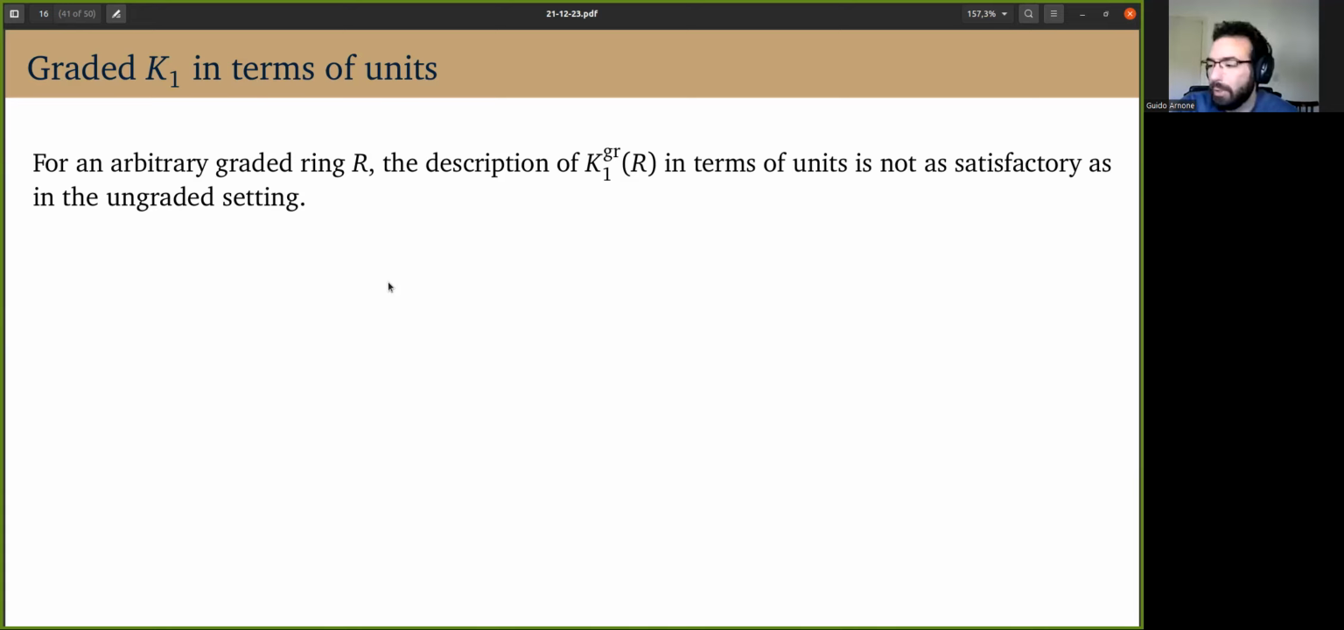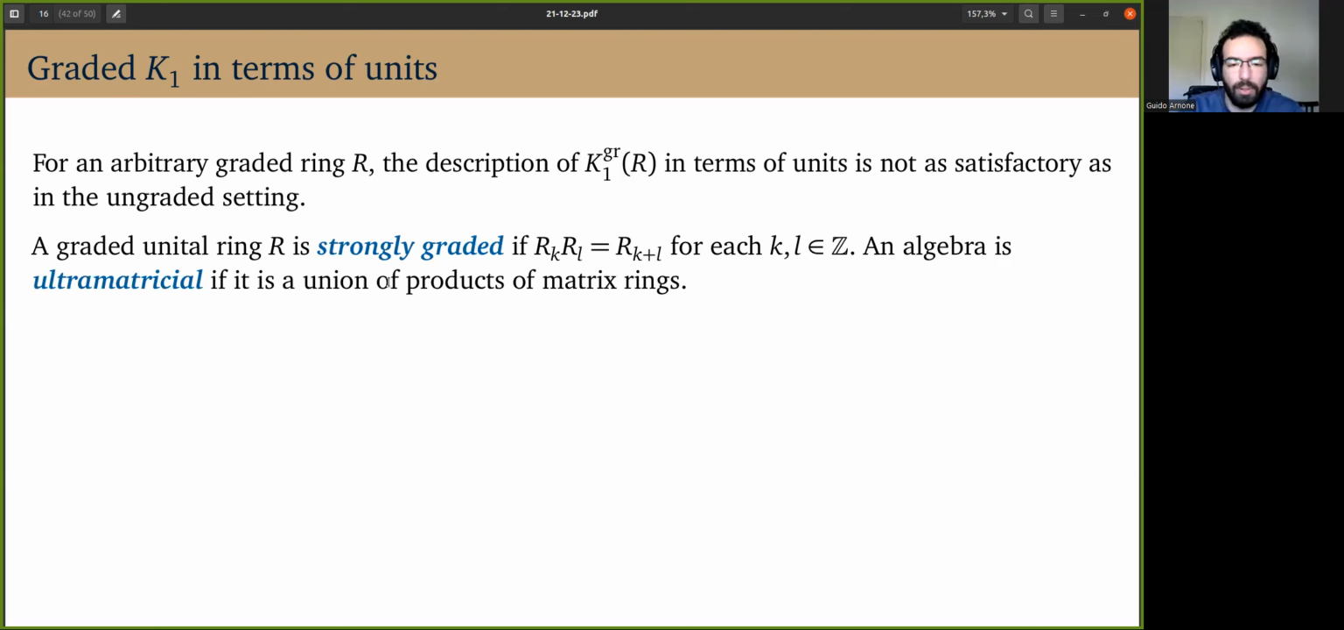As I said, for an arbitrary graded ring we're possibly hopeless, but we can do this with some extra assumptions, which our algebras will satisfy. And this is a statement on K1 of these algebras. Recall that a graded ring is strongly graded if the product of the graded component of degree k with the one of degree L is precisely the one of degree k plus L. Our ring is graded if it satisfies a bunch of conditions, and here we have an inclusion: a thing of degree k times a thing of degree L has degree k plus L. A ring is strongly graded if that inclusion becomes an equality for each k and L.